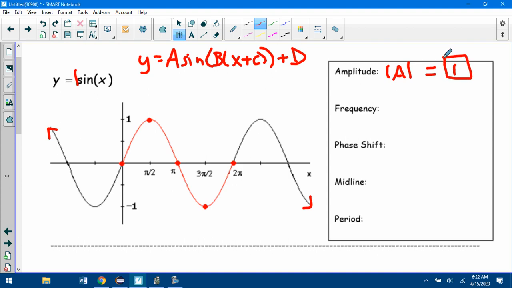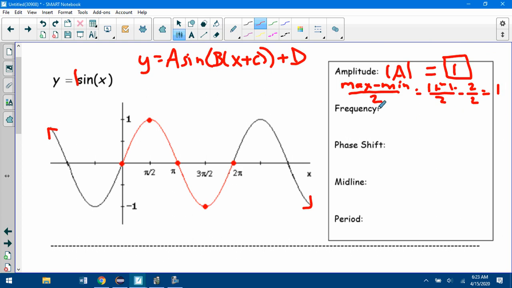The other way I told you to find it was to do max minus min divided by 2. What's the maximum of the sine graph? 1. What's the minimum? What's down here? -1. 1 minus -1 is like plus positive, so that's 2 over 2. You can see I get 1.